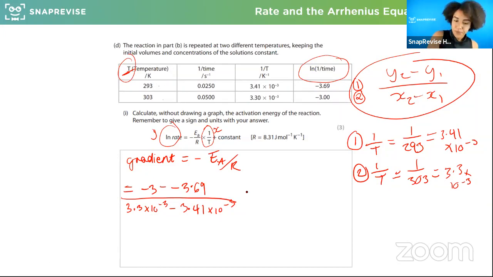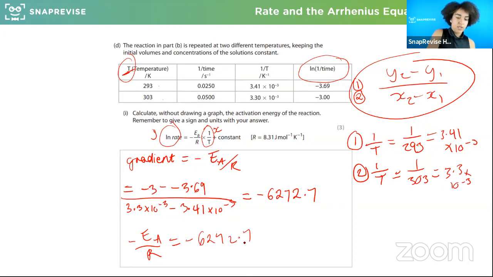Wicked. So when you shove that in a calculator, it should be minus 6272.7. So right now we have this as our gradient. So far, we know that our gradient is EA over R, and we now know that EA over R is minus 6272.7. So to get just EA, we need to times by R, which they have kindly given us as 8.31. I'm going to do a quick check of the units. It's kelvins, it's joules, it's moles, so everything is fine.